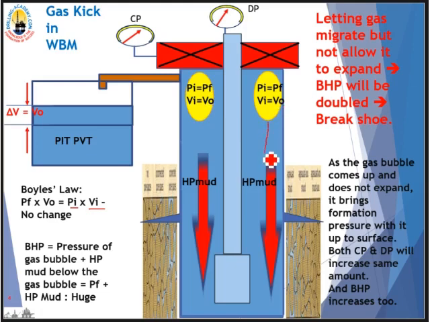Below the bubble is the hydrostatic pressure of the mud, same as before. So now the sum of these two pressures will produce a double bottom hole pressure, which is too big for the shoe, and the shoe would be broken and you would have losses. This is also another bad consequence.